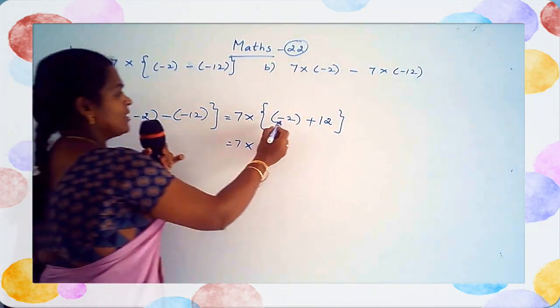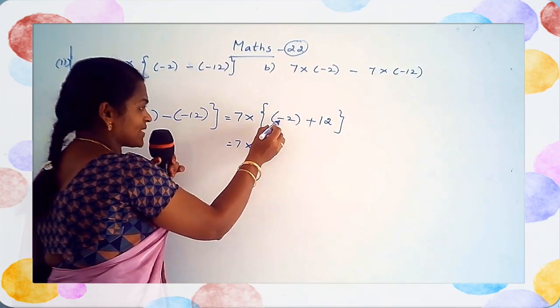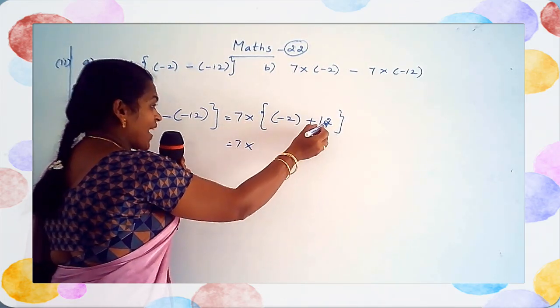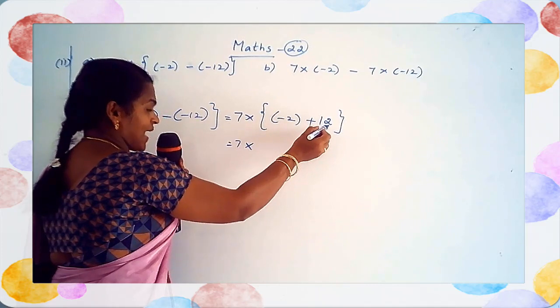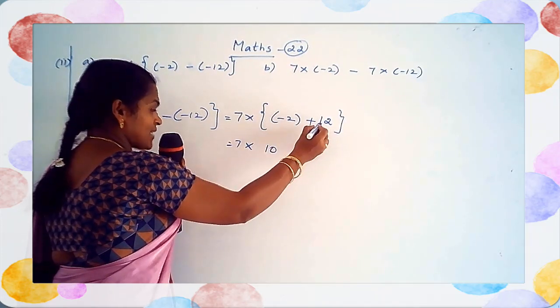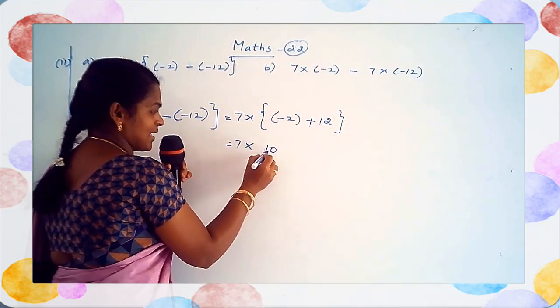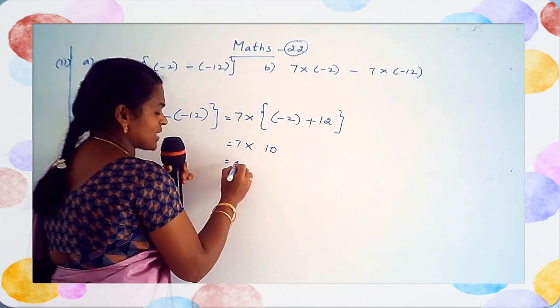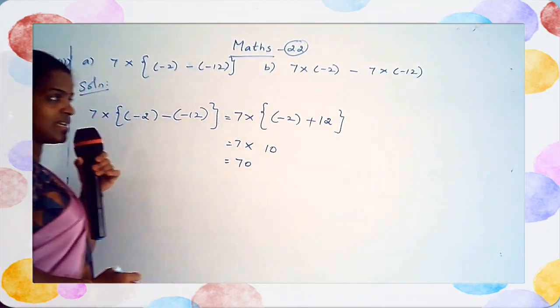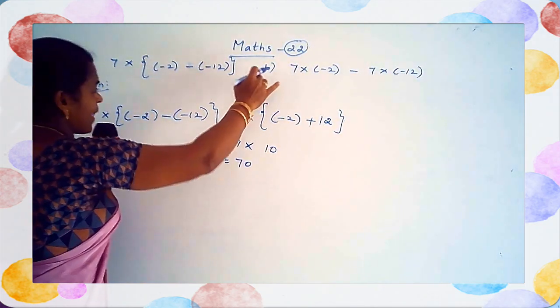10. Yes, children? Here the integers have opposite signs. One is positive and another is negative. So you find the difference and put the greater value sign. So 12 minus 2 is equal to 10. The greater value is 12. That sign is plus. So your answer is 10. Therefore 7 into 10 is 70. Children, clear? Now you come to the B part.